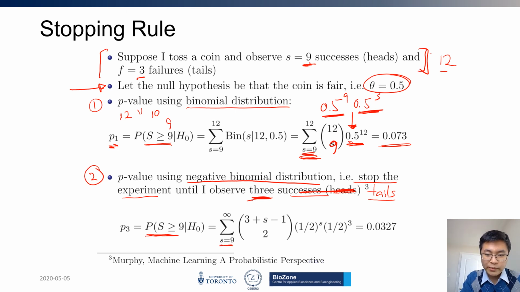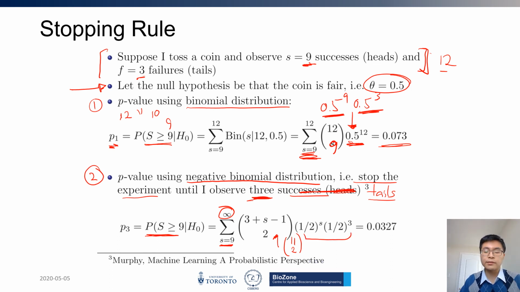So here the summation takes s from 9 all the way to infinity, and the inside's a bit different, so let's go over that. When s is equal to 9, the first term is 11 choose 2. And why is it 11, not 12? Because you got a tail on your last toss, and that is your 12th toss. So that's fixed. You need to pick 2 more tails from the previous 11. So that's why it's 11 choose 2.